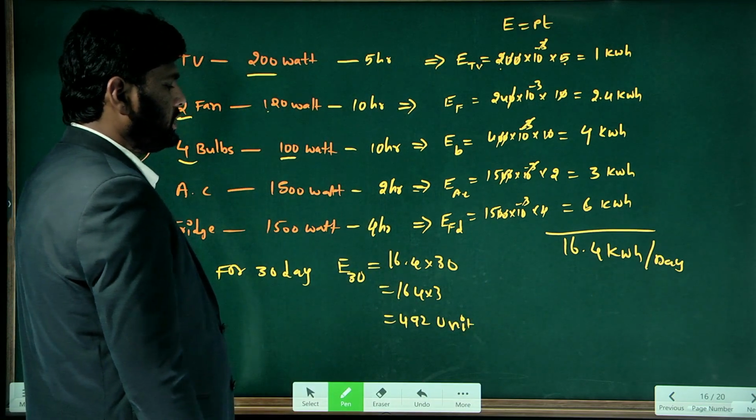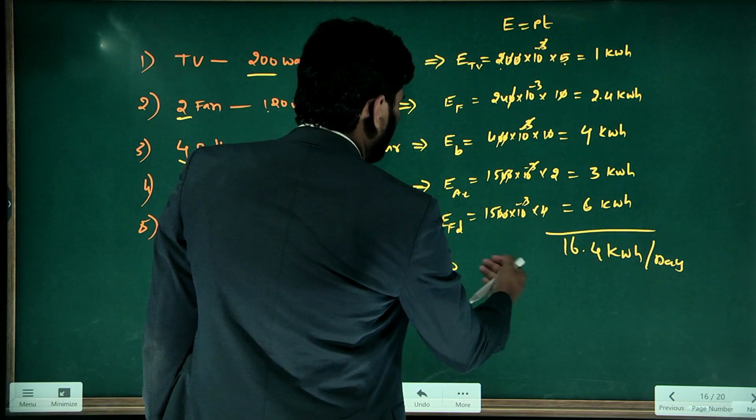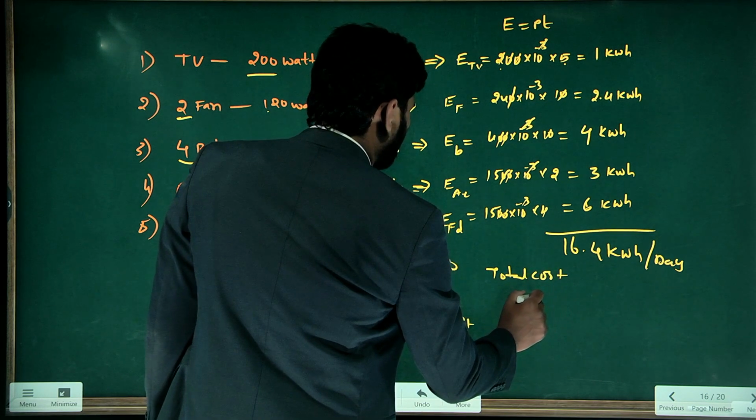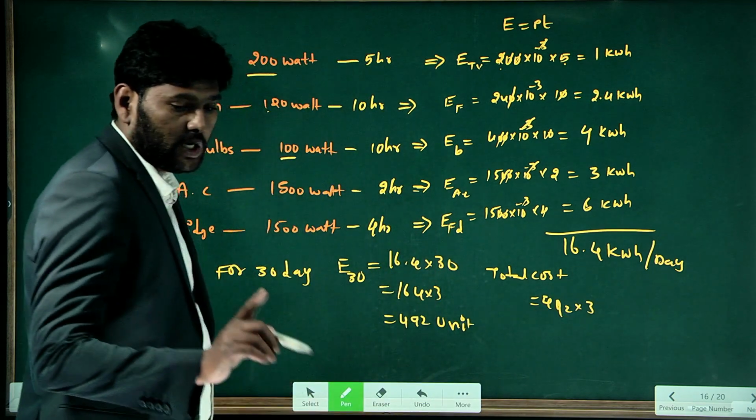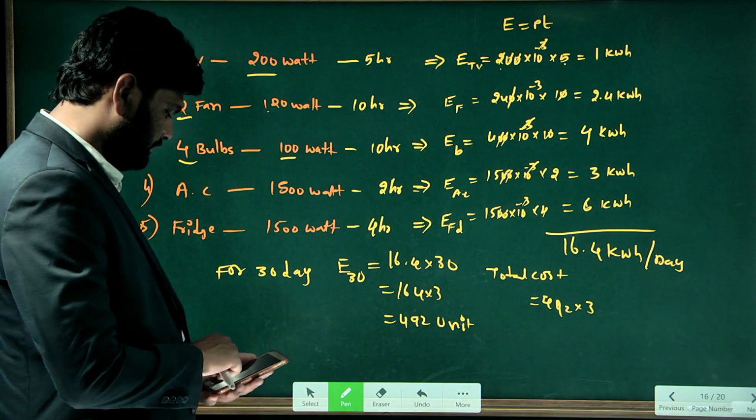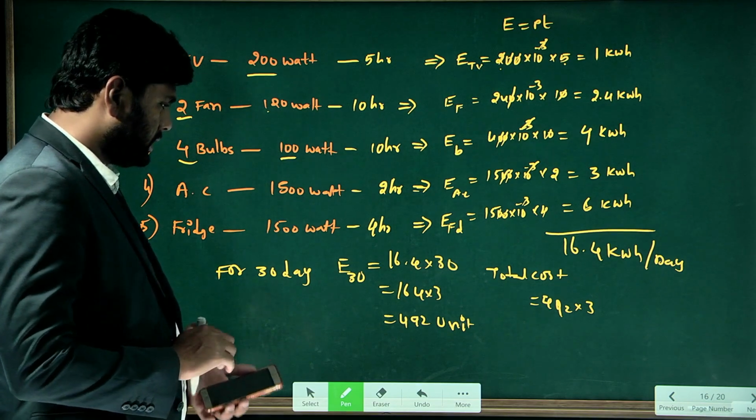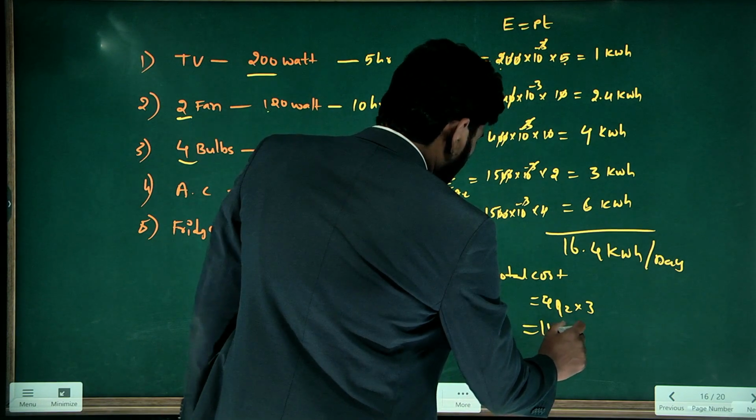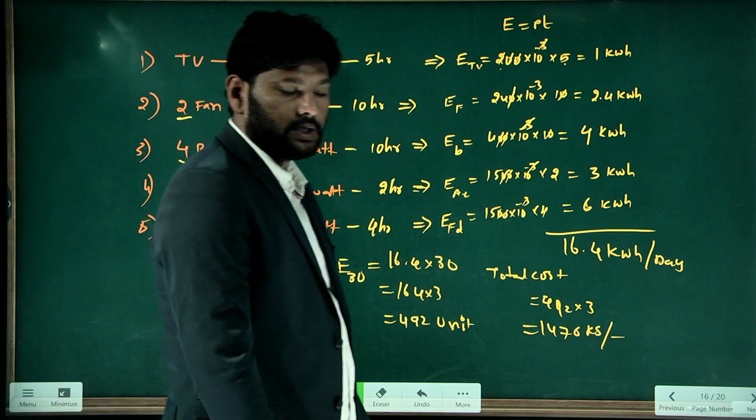Suppose each unit costs 3 rupees. The total cost of the electricity bill is 492 into 3, because each unit costs 3 rupees. So 492 into 3 is 1476 rupees. That is the cost of the electricity bill if these are the appliances.